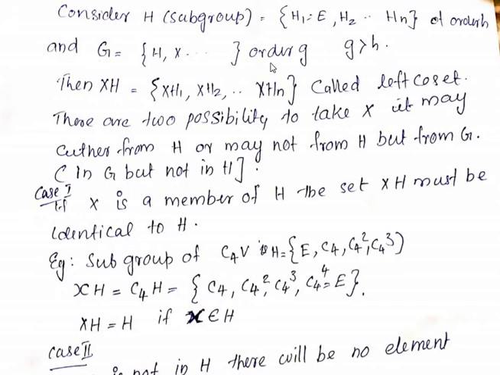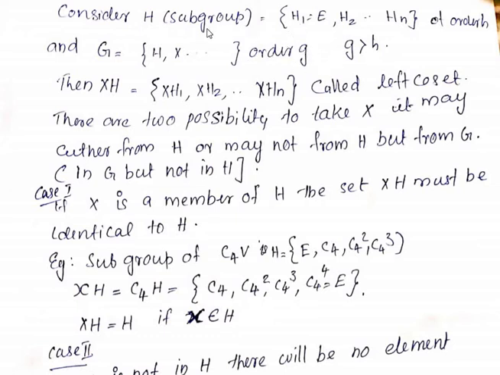Now let us discuss cosets. Consider the subgroup, which is notated by H. We know that H is H1, and E is an element in the subgroup. So H1 is equal to E, H2, H3, and so on up to Hh, so its order is h. But the group G is equal to H, X, Y, etc. The order of the group is g.